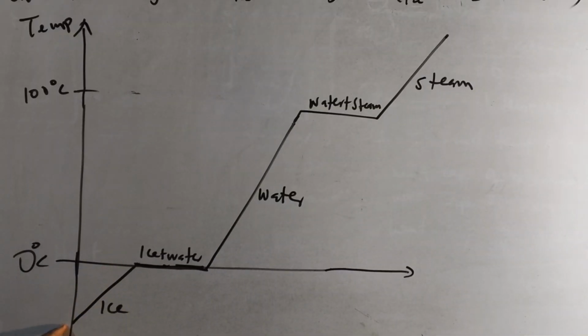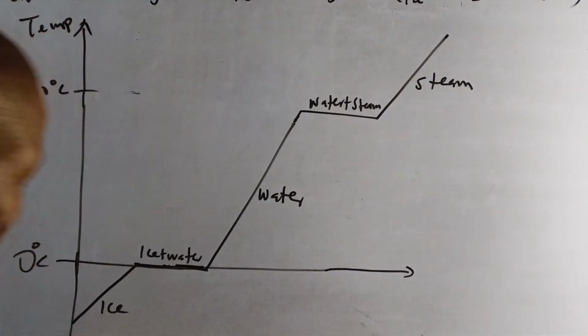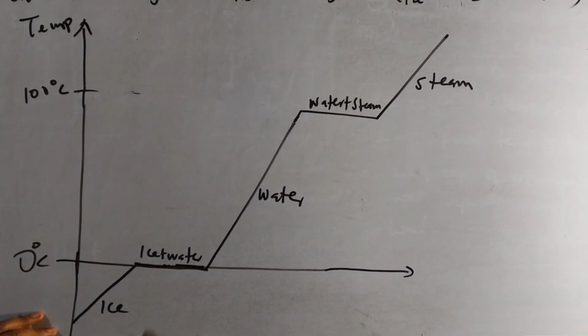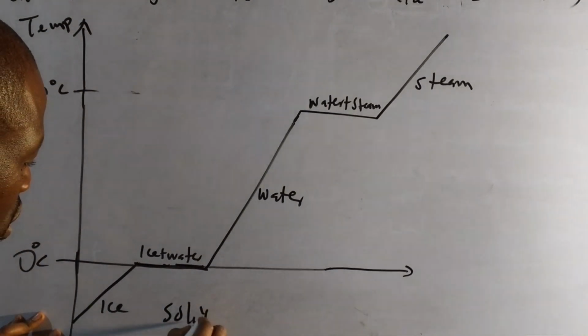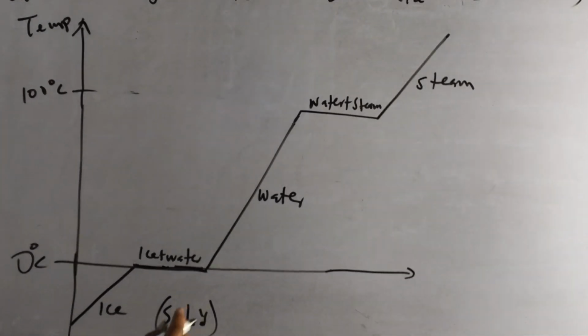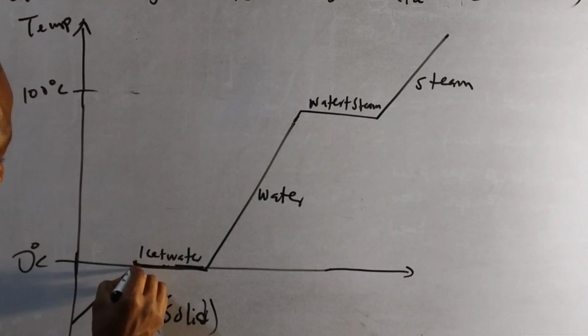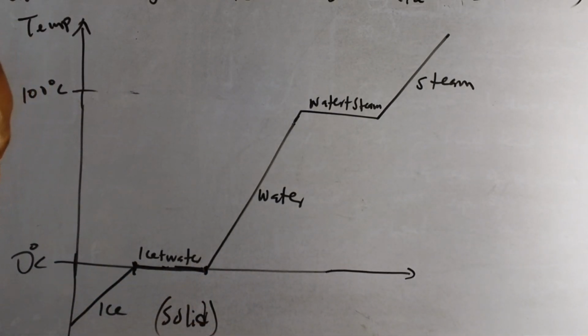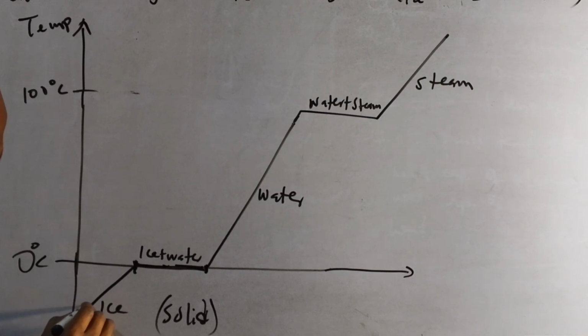Below 0 degrees Celsius, water is ice. It's in the solid state. When it moves between this point to this point, specific heat capacity of ice is at work, raising the temperature.